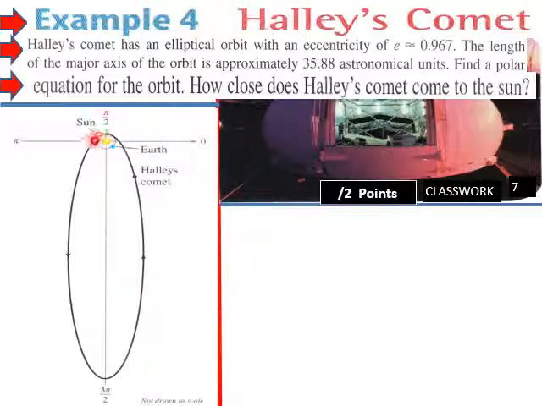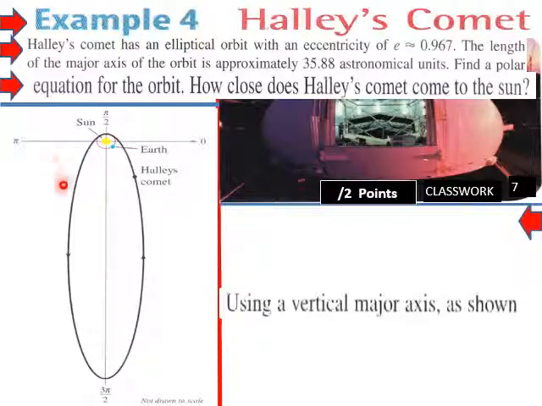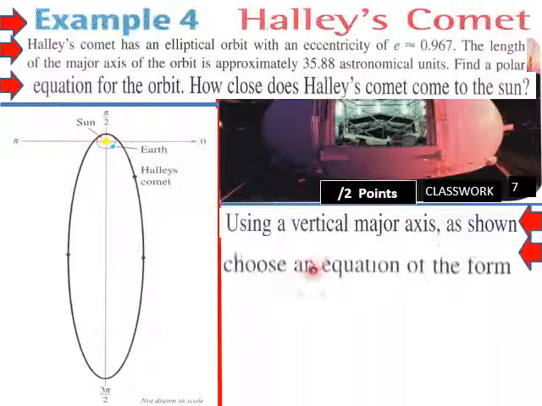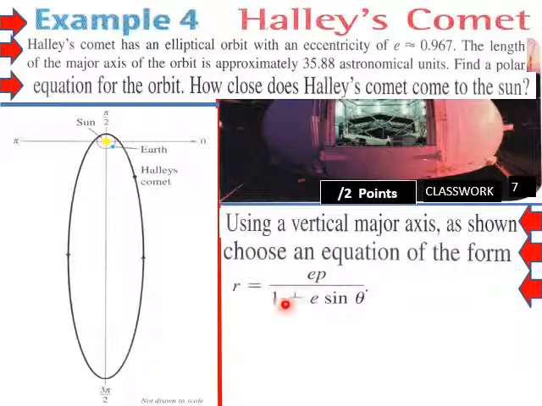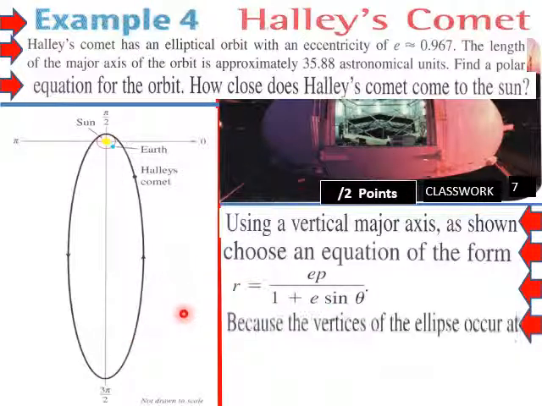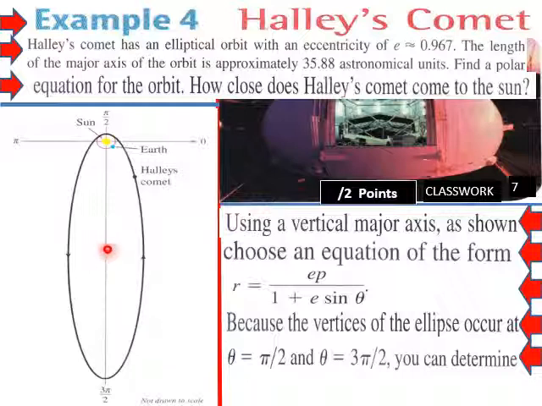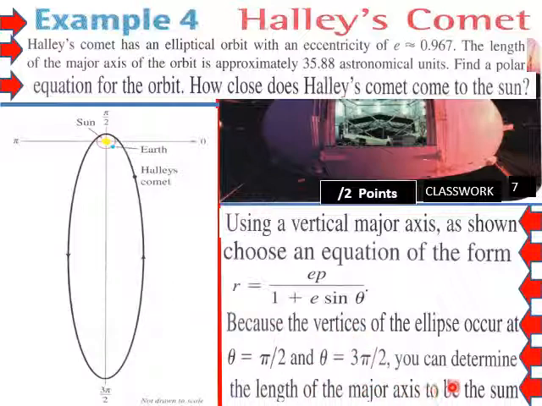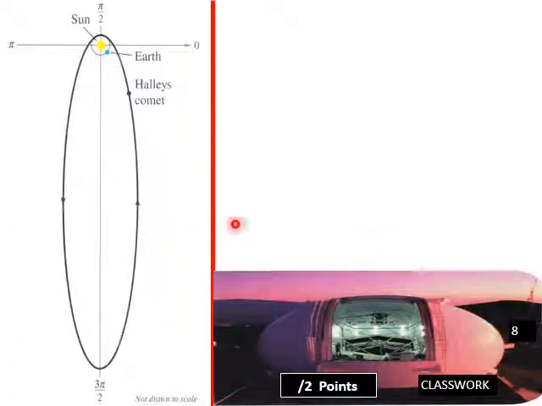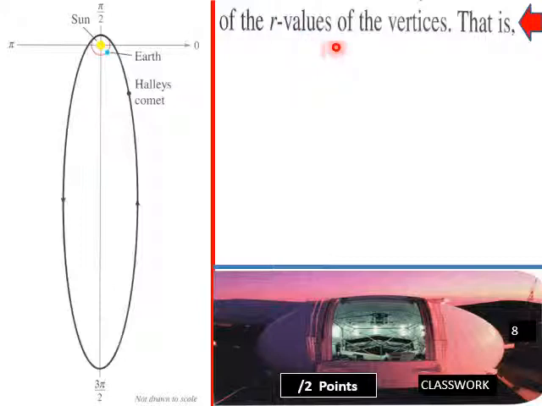So here's the Sun, here's our orbit around the Sun. Using a vertical major axis as shown, choose an equation of the form r equals ep over 1 plus e sine theta. So we have a vertical major axis here, so we know we're going to have a sine function in that. Because the vertices of the ellipse occur at theta equals pi over 2, which is up here, and theta equals 3 pi over 2, down here, you can determine the length of the major axis to be the sum of the r values of the vertices.